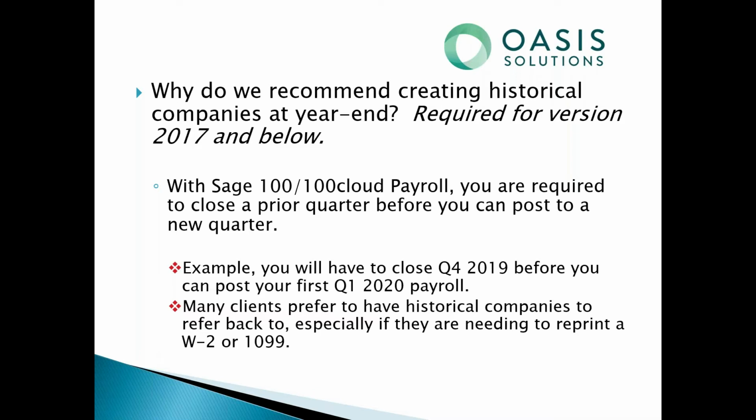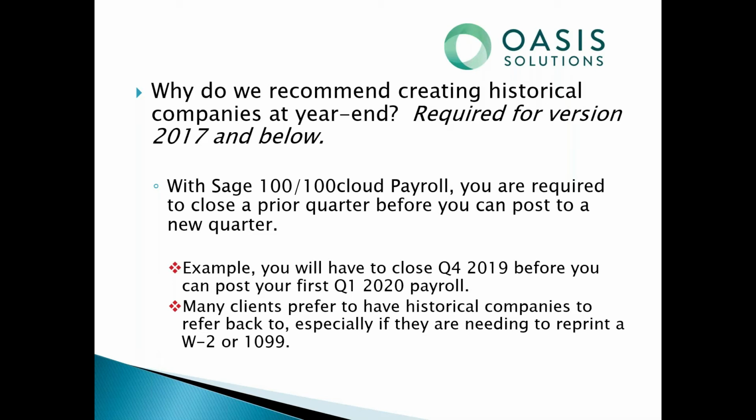We have some clients that say, you know what, we've always created that historical company, and we would rather do that, to be safe than sorry, and just make sure we have a copy for whatever reason. You certainly can still do that. There's no reason why the process can't be exactly the same. But I do want you to understand, if you're on version 2018 or 2019, it is not mandatory that you create that historical company. Otherwise, it is something you need to do unless you're going to get your W-2s done like the last week in December.